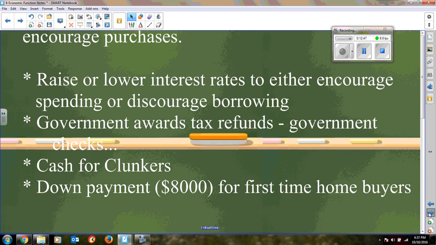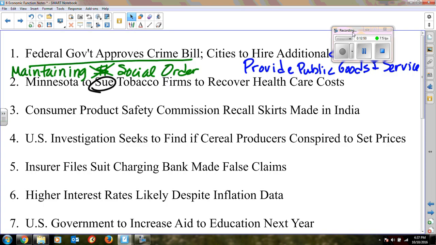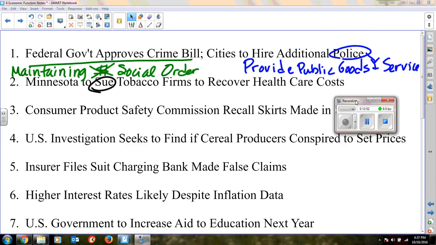If you flip your paper over, you will notice a worksheet that I want you to complete. Okay? What you're going to do is look at the headlines that are in the following newspapers and determine which economic function is being covered. So for example, you'll see in number 1 it says federal government approves crime bill, cities to hire additional police. Well, the first part, approving the crime bill, is to maintain social order. They're trying to provide a framework. But it is the additional police that are public goods and services.